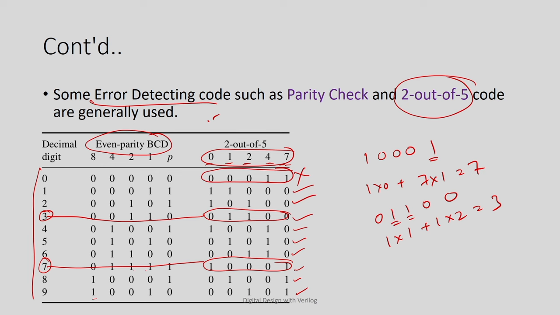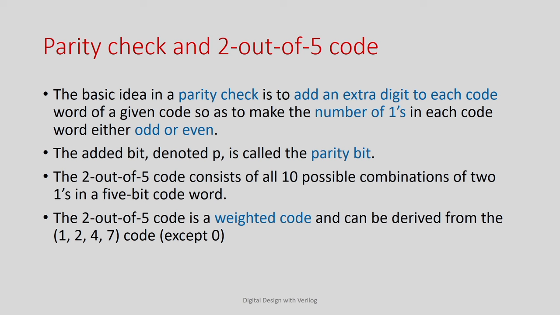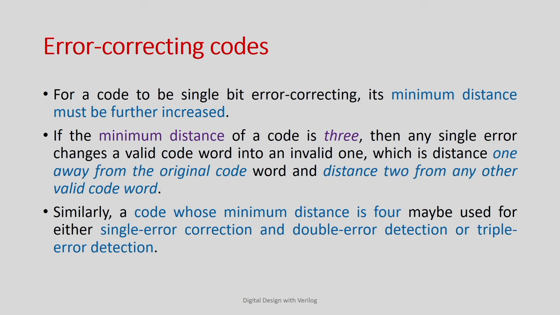So, we discussed two error detecting codes here. You can also think about having an odd parity BCD, where basically I will just maintain that the number of 1s in each row is odd, and I will set the parity bit according to that requirement. So, this we have already discussed. Now come back to the point: error correcting code.